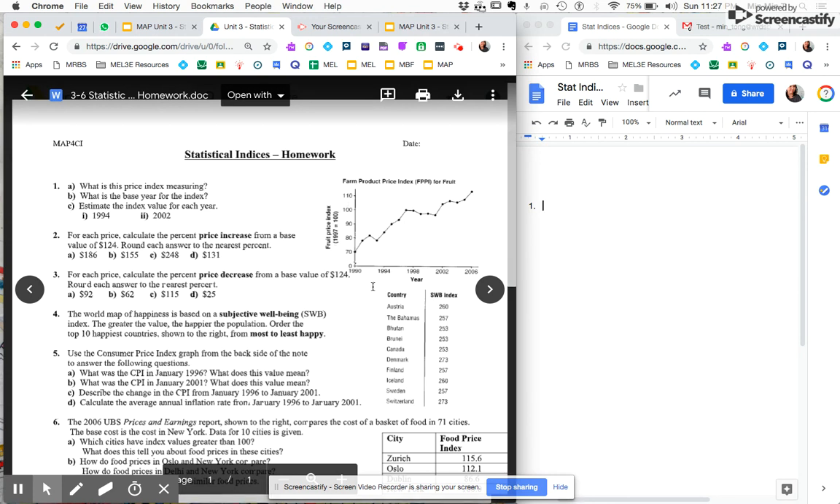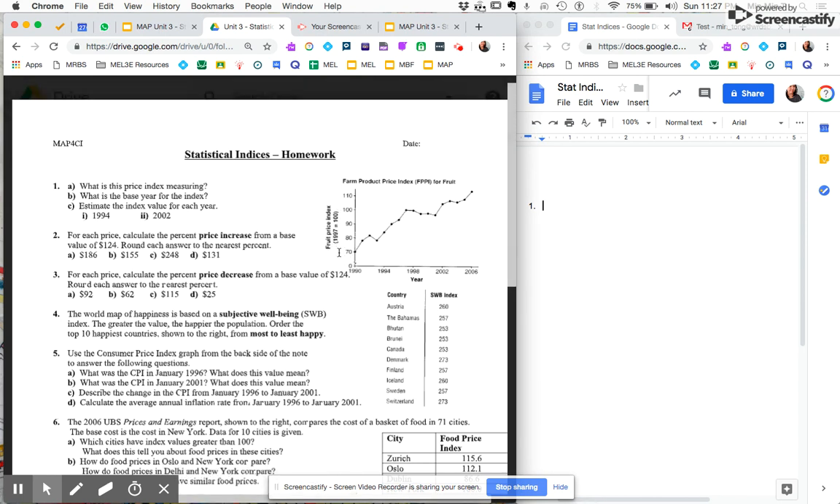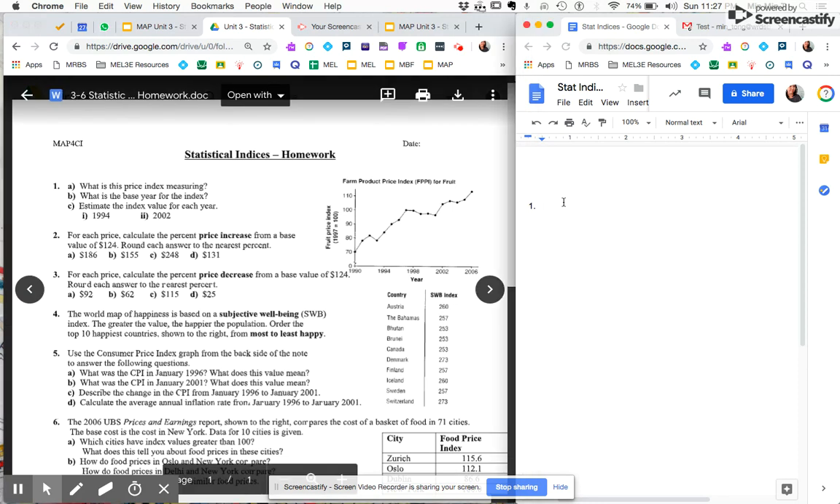So here is the same chart from the lesson. As you can see, the base year is 1997. It is not 1990. I can see the base year here, 100 lines up with 1997, and that this index is actually measuring the farm product price. Okay.